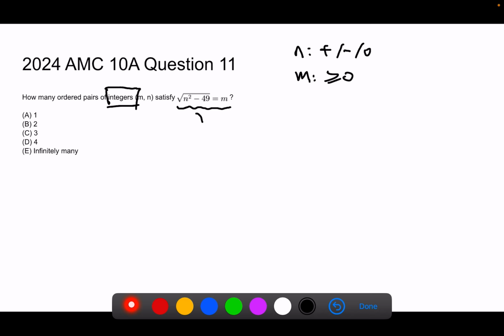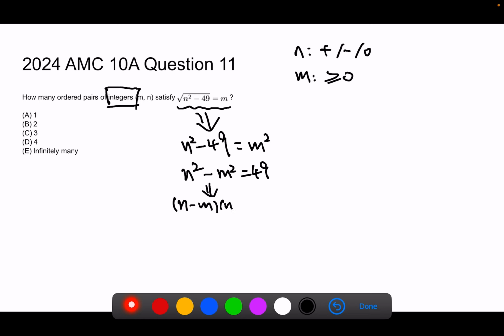Okay, now with this clarified, let's see how we handle the square root of n² − 49 equal to m. We will square both sides. So you will get n² − 49 = m². And that is to say, n² − m² = 49. n² − m² is a difference of squares, and difference of squares is very useful for number theory questions because it is factorizable into (n − m)(n + m) = 49.